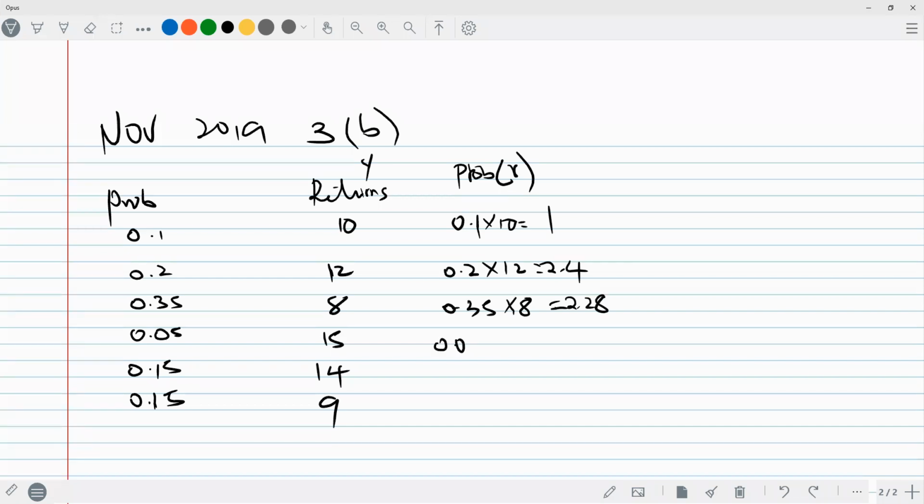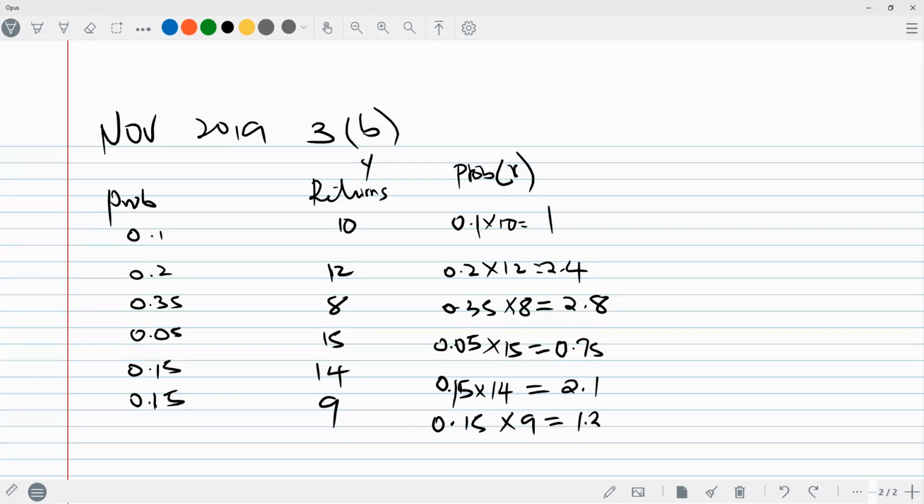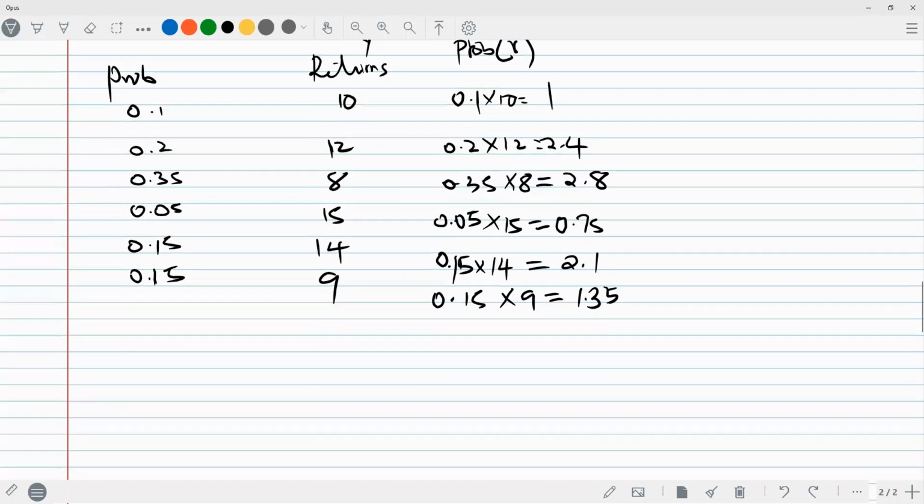Next outcome, 0.05 times the return 15% gives us 0.75. 0.15 times 14 goes to 2.1. 0.15 times 9 is 1.35. Then the sum.